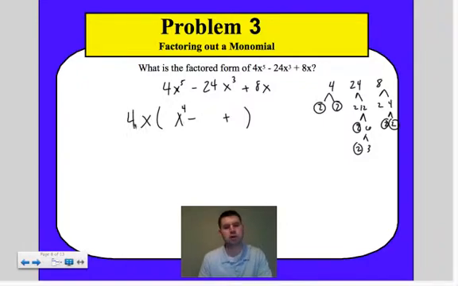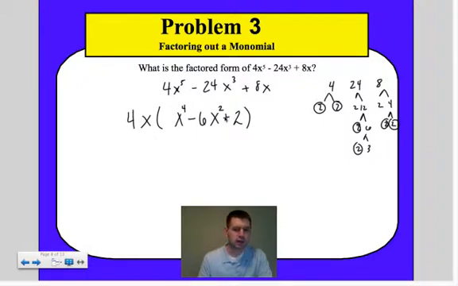Same thing next one. 4 times what gives me 24? That would be 6, and then x times what gives me x to the 3rd? Well, I need 2. 1, 2 makes 3. And then we go to 4x. 4x times what gives me 8x? Well, 4 times 2 gives me 8, and x times 1 gives me x. So right there's the idea of how we got that.